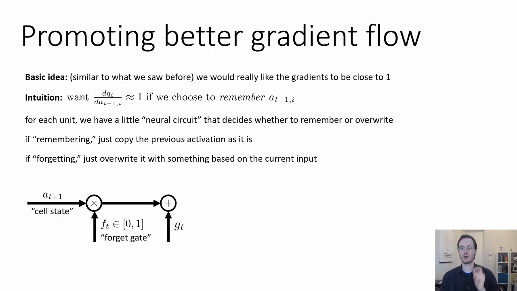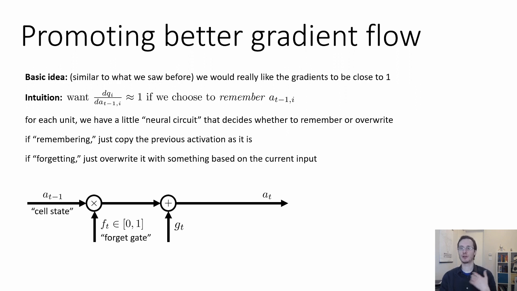And then we're going to modify it by adding something to it. So we have this modification gt, and gt is going to get added to at minus 1 after the gating. So at minus 1 gets gated, and then we add something to it. Intuitively, you can think of it like this: if ft is close to 0, then the cell state is replaced by gt. If ft is close to 1 and gt is close to 0, then the cell state is retained. If ft is close to 1 and gt is non-zero, then the cell state is modified in an additive way. And that becomes our new cell state, at.